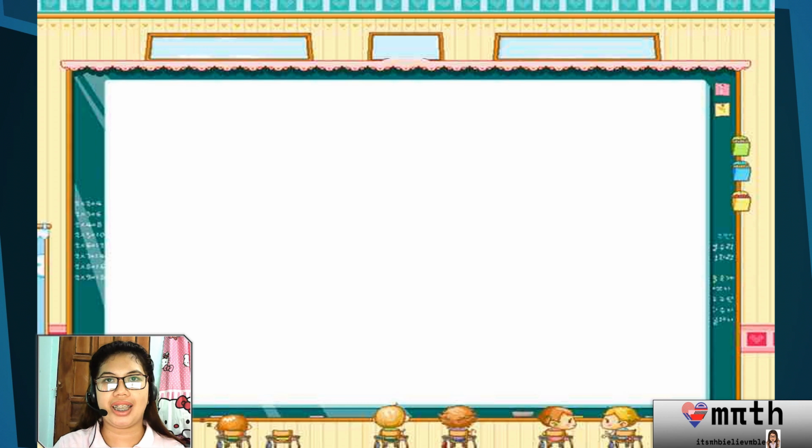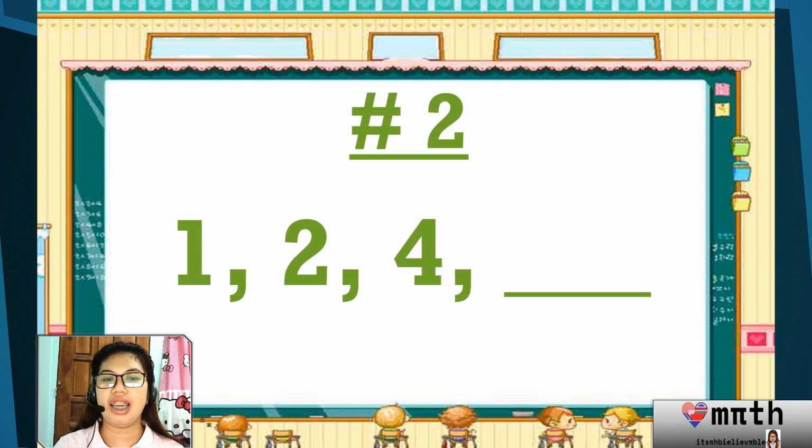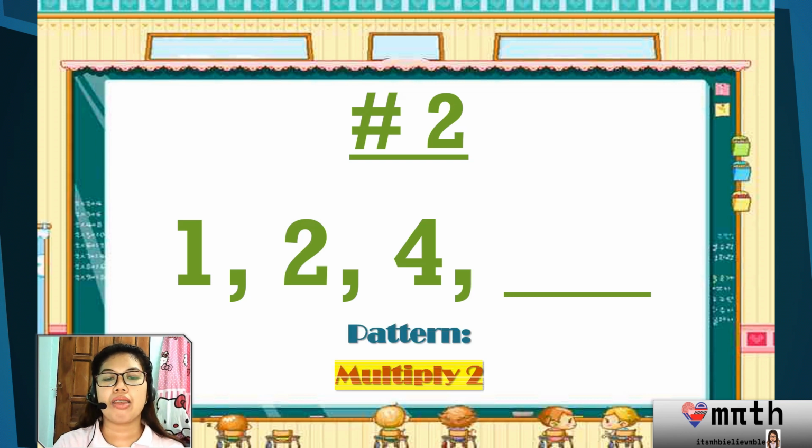Okay, for our second number, our sequence is 1, 2, and 4. Let us observe the pattern. The pattern is by multiplying 2 to each number. 1 times 2, that will be 2. 2 times 2, that will be 4. And 4 times 2, that will be 8. So our next number will be 8. Did you get it? Very good.